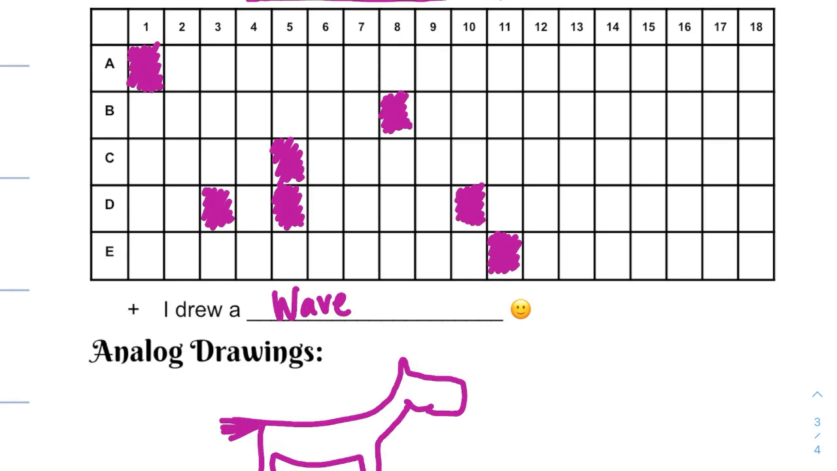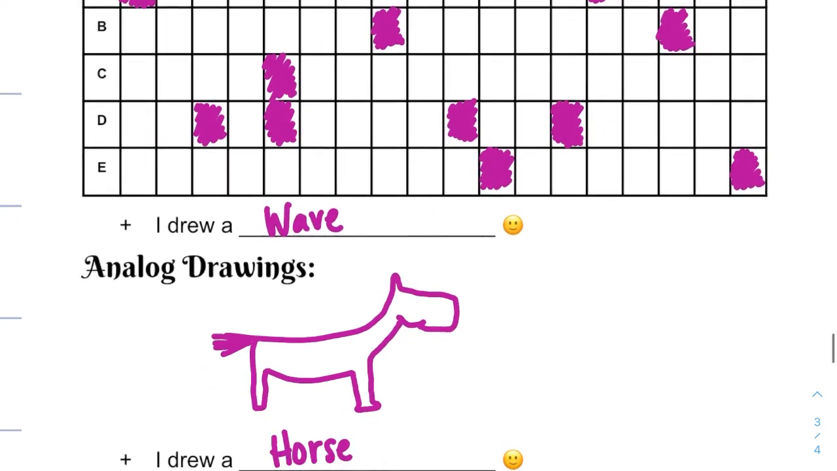E12, D13, C13, B14, A14, A15, B16, C17, D17, E18. So you just drew a wave.